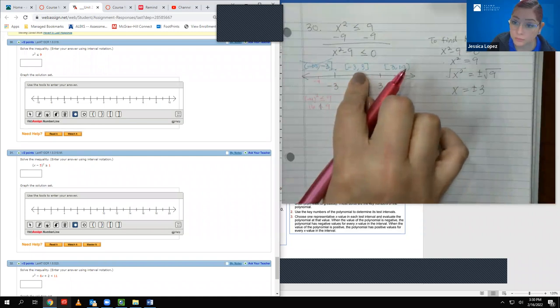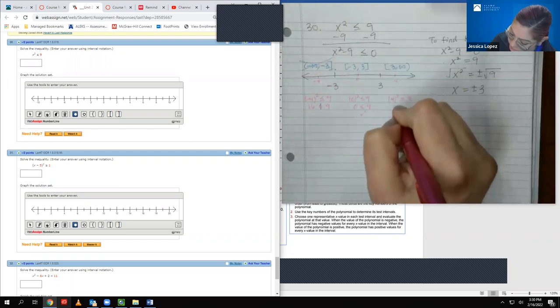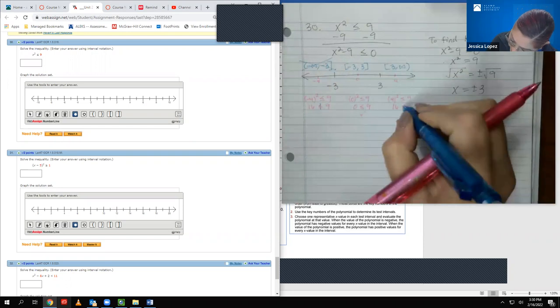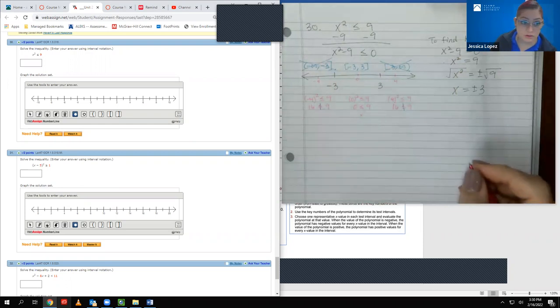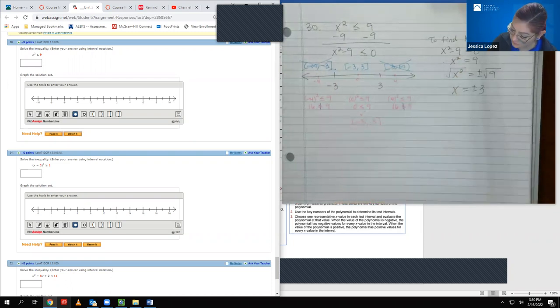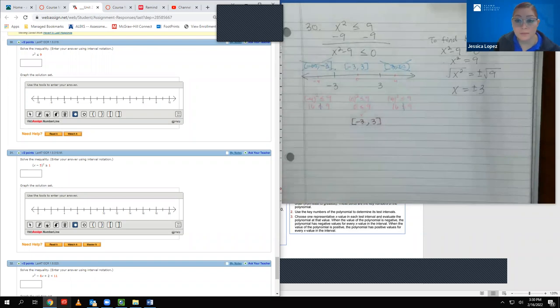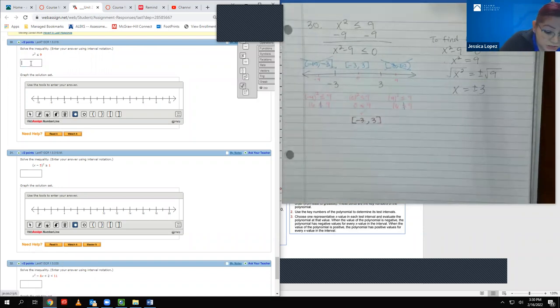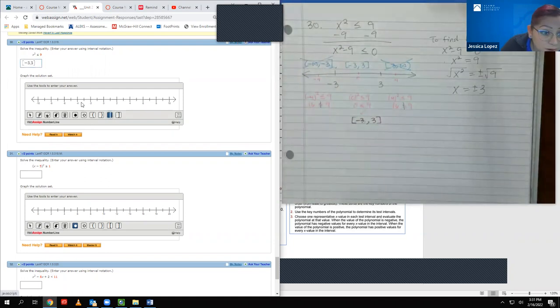Is it the only part? I don't know. Now let's go check the other one. So I have 4 squared less than or equal to 9, which is positive 16. And we know positive 16 is not less than 9, which means this interval will not be part of my solution. So my only answer here is going to be negative 3 to 3 with the brackets. Okay, now it does want me to enter my answer in interval notation. So I'm going to hit bracket, negative 3 comma 3 bracket. And then in the graph, I'm going to use my brackets on negative 3, the other bracket on positive 3, and then make sure I shade in the middle.